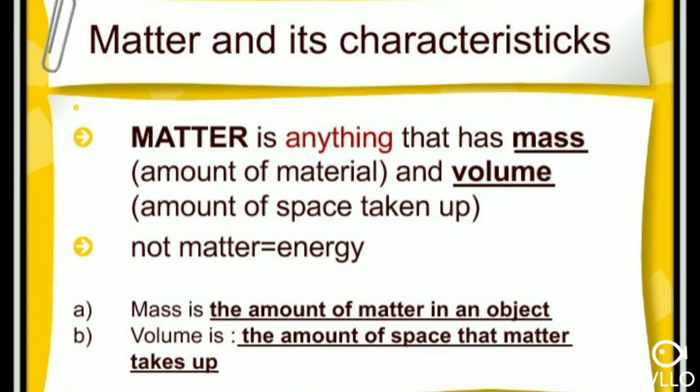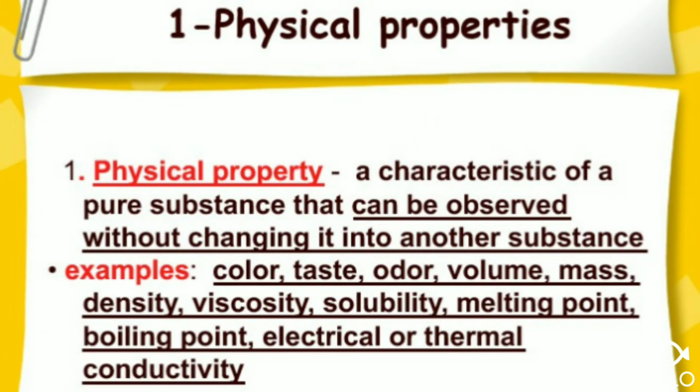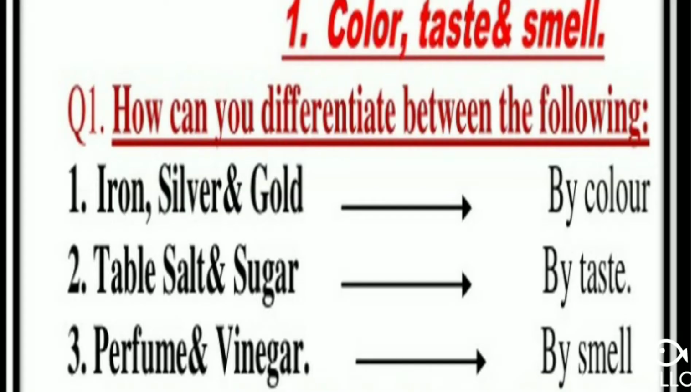We can distinguish between matter by using physical properties and chemical properties. In physical properties, we can use color, taste, and smell to differentiate between matter. Silver, iron, gold by color. We differentiate between them by color. Sugar, flour, salt by taste. Perfume, vinegar by smell. But we can't use that with all materials because there are many materials poisonous and colorless, tasteless, odorless. So we use another physical property.